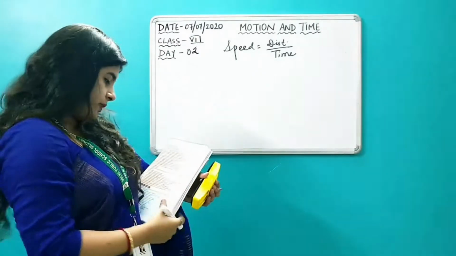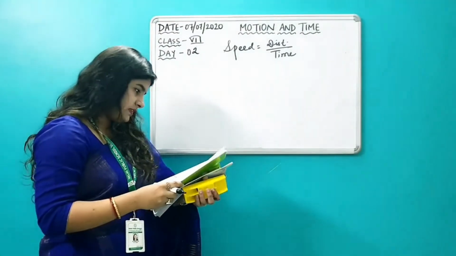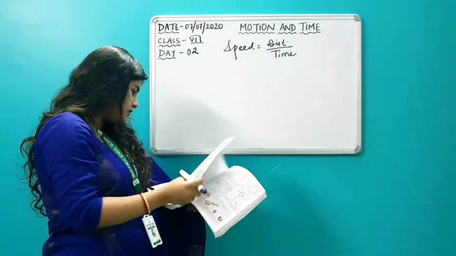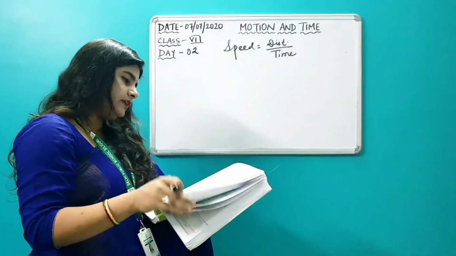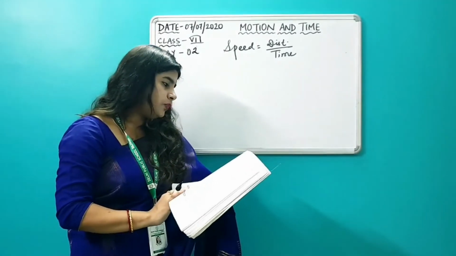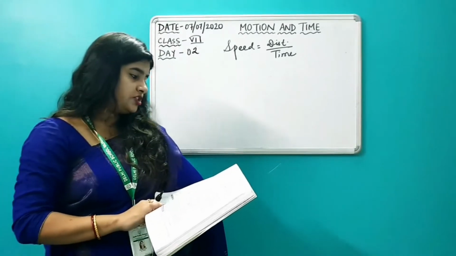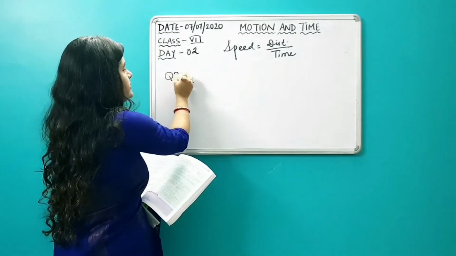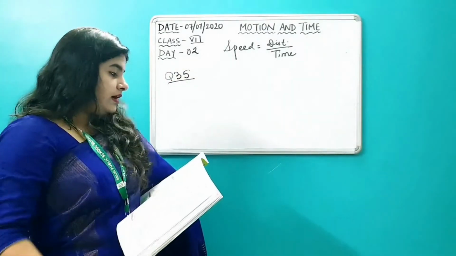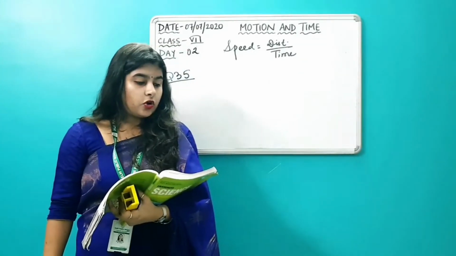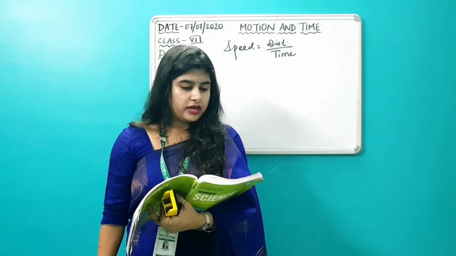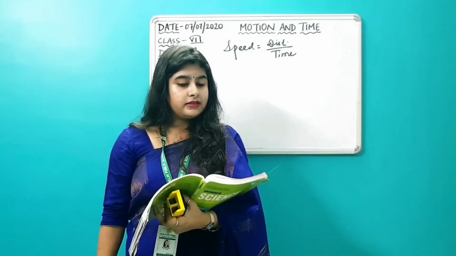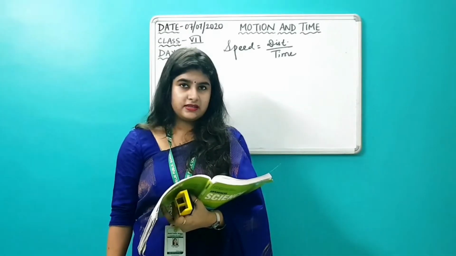Let us solve another question. Let us do question number 35, from page 224. A train having a speed of 75 km per hour takes 6 hours to travel from Delhi to Amritsar. Calculate the distance between Delhi and Amritsar.